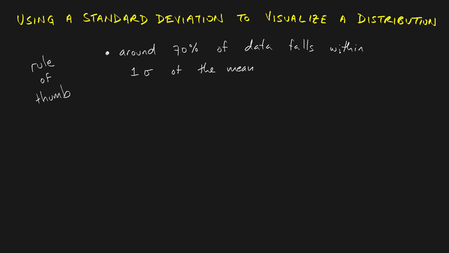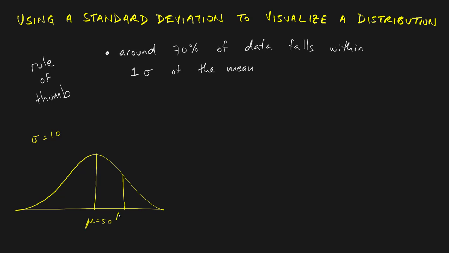So what that means is, let's say my distribution looks like this, and I have my central tendency, I've got my mean, and the mean is equal to, I don't know, 50. And I know that the standard deviation is equal to 10, for example. 70% of my data should fall within one standard deviation of the mean. That means that as long as I'm within about 10 of this 50, I should see most of my data falling within that space.